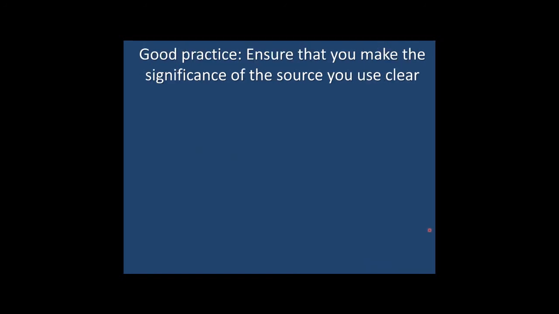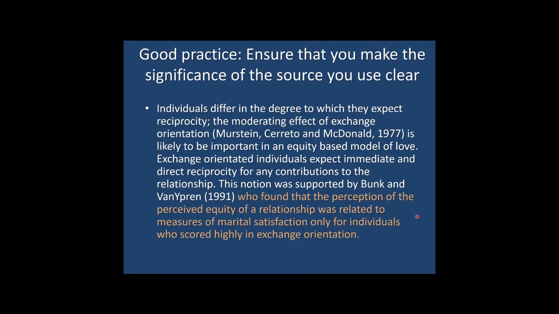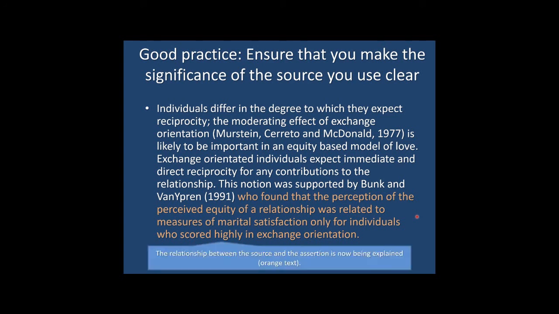So let's consider how the previous example of text might be improved. Have a look at the text that appears on screen now. You might notice that the text that appears in white font is just a replication of the previous example, but this time it's been supplemented by the text that appears in orange font. And if you have a look at this text in orange font, what you'll notice is that its purpose is to explain how the source, i.e. the citation Bunk and Van Yipper in 1991, supports the assertion that's been made in the text that appears in white font.